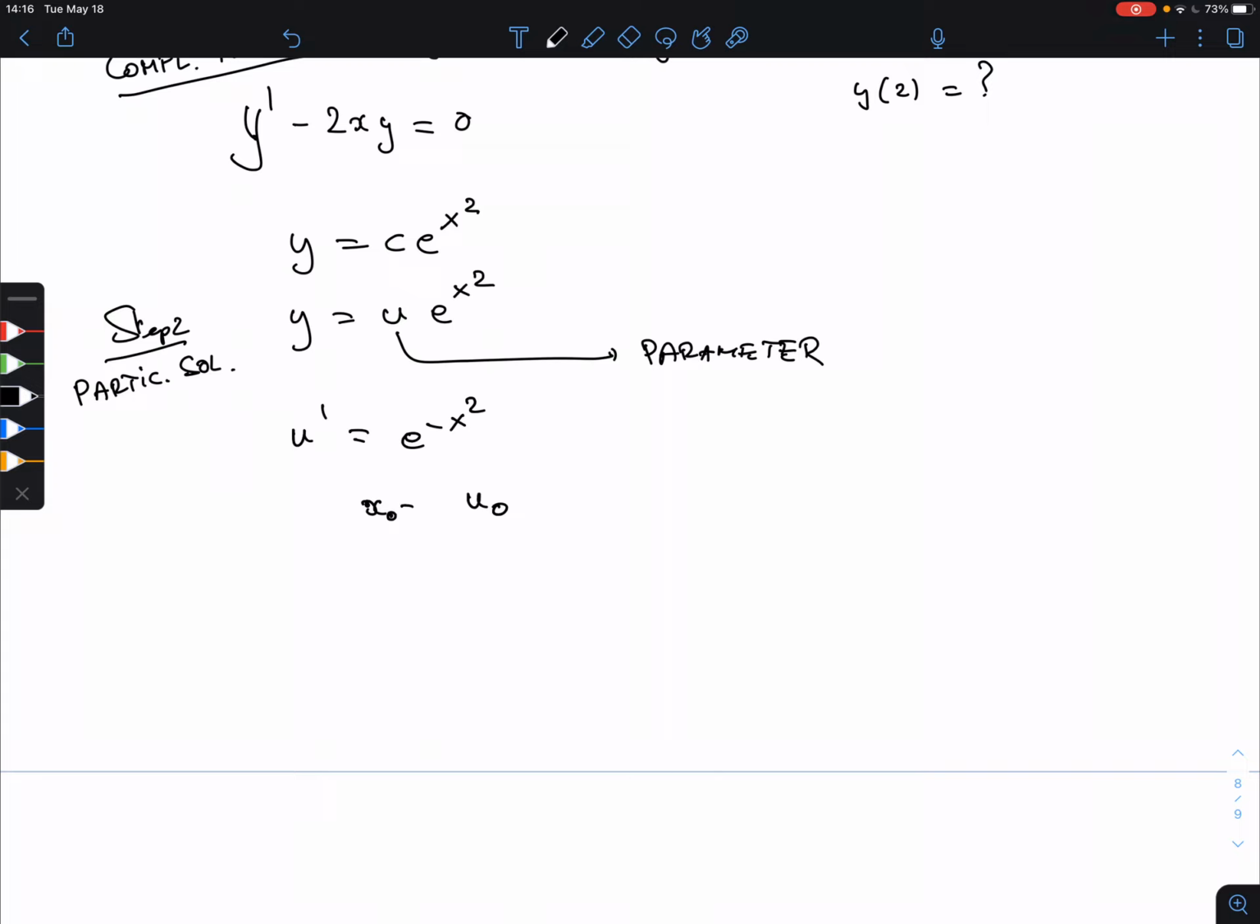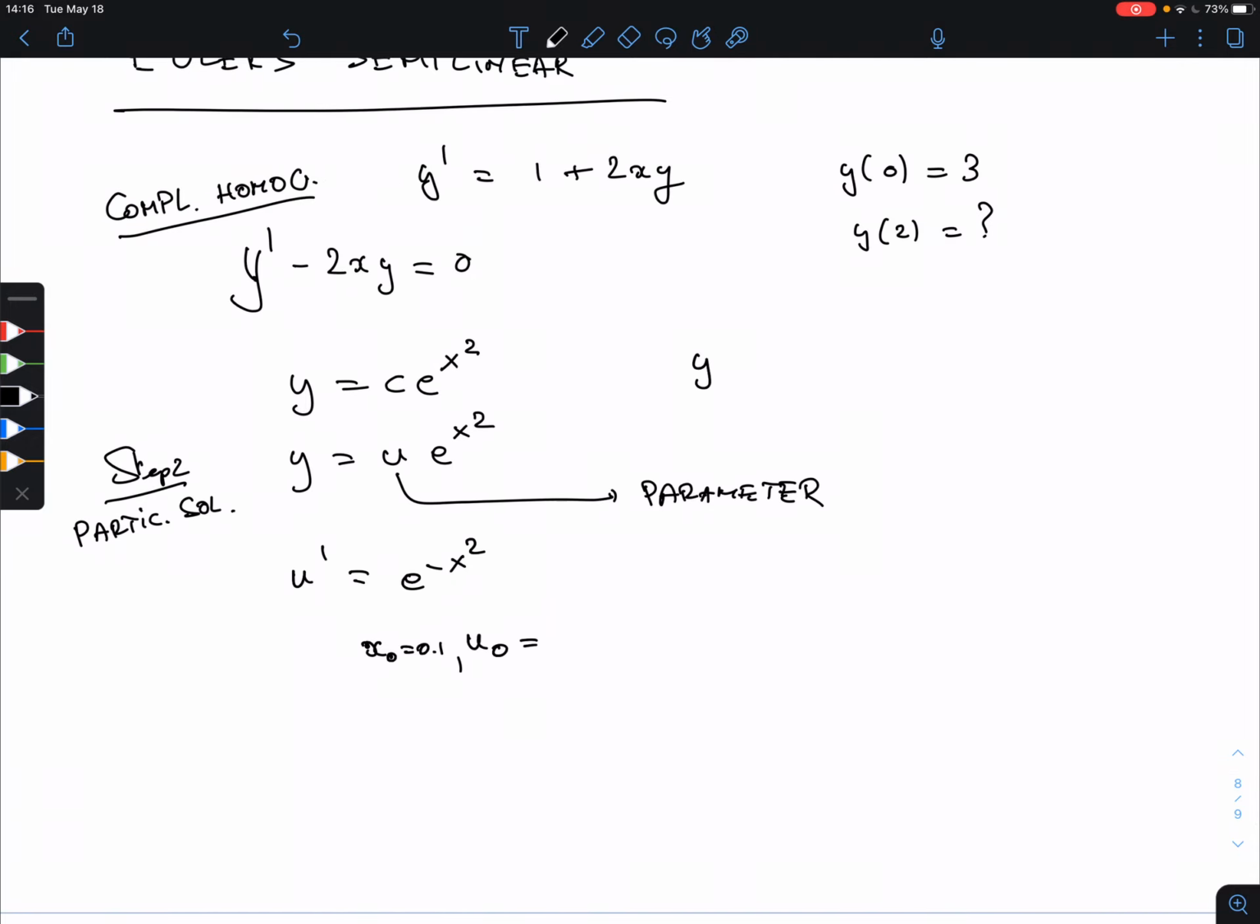x0 is, let's say, 0.1. u0, what is that? We have to be a little bit careful now, right? What we know is that y0 is 3. And we know that y is equal to this thing here.